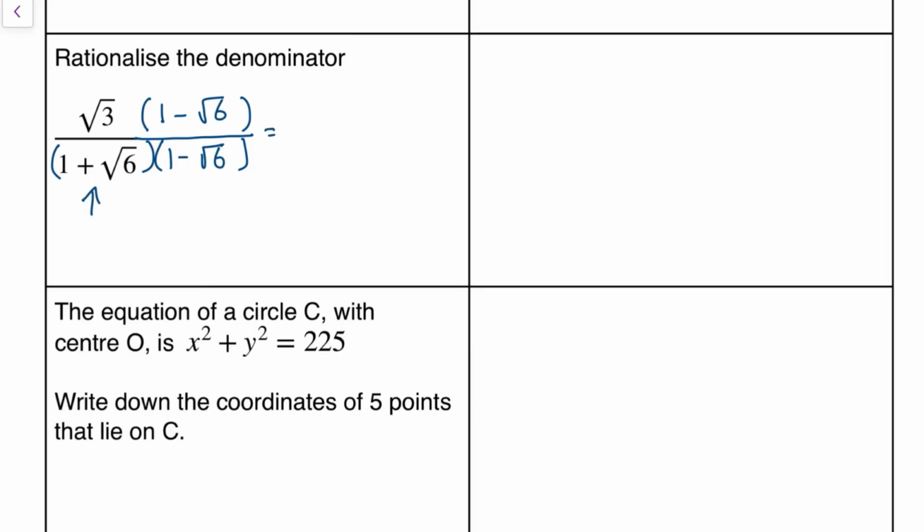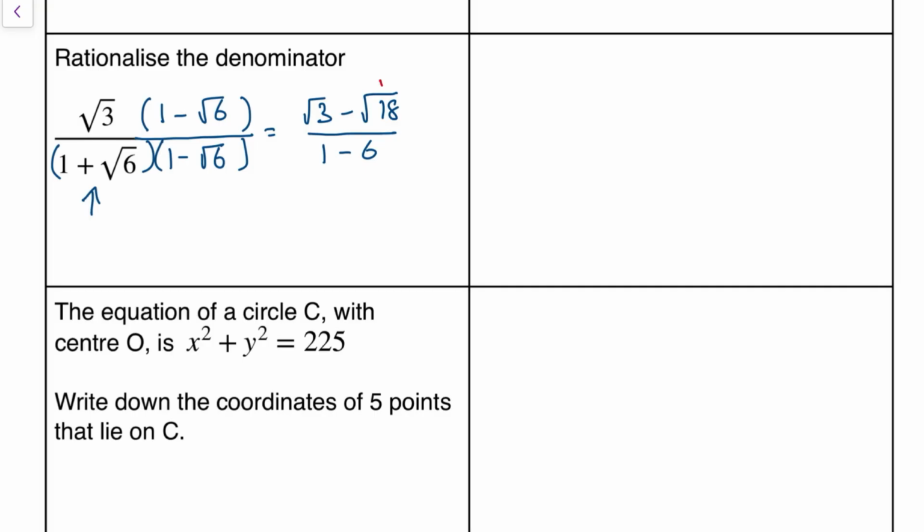So root 3 times 1 on the top is root 3. Root 3 times root 6 is root 18, which by the way will simplify. And then I've got on the bottom 1 times 1 is 1. Difference of 2 squares, so I just need to multiply the first terms and the last terms. And root 6 times root 6 is 6, so it's going to be 1 minus 6. So this isn't going to be a nice little fraction, is it?